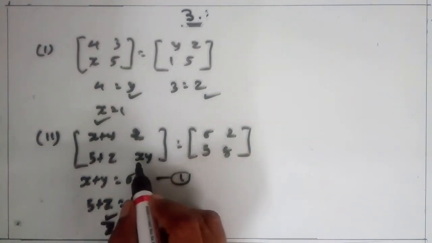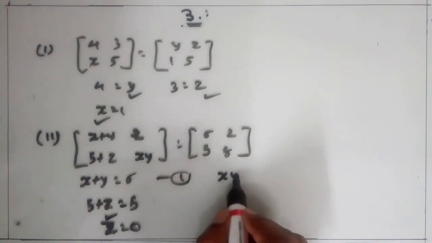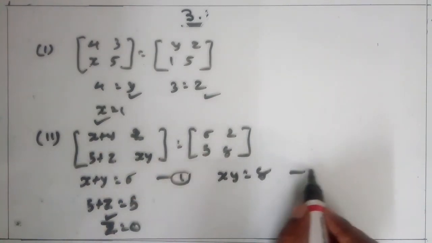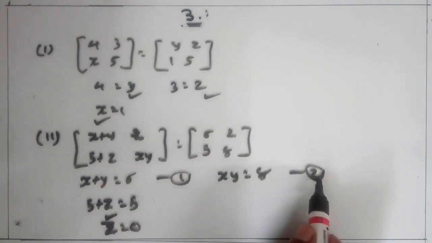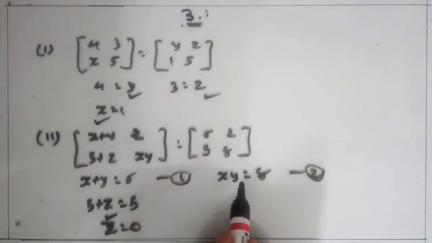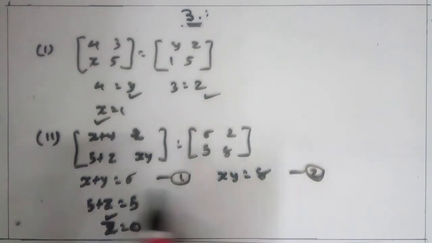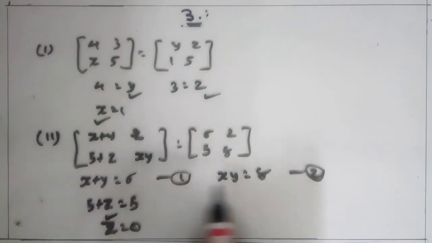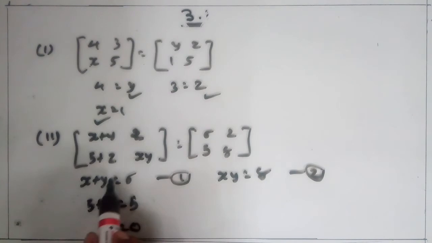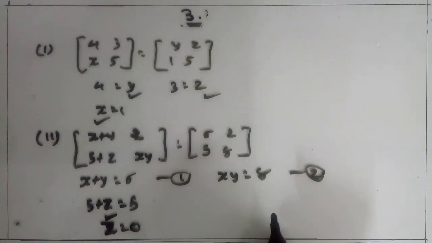The 5 cancels. Now x into y is equal to 8. Take this as result number 2. So solving equation 1 and equation 2, we get the values of x and y. You know how to solve. By the substitution method, take y equal to 6 minus x in this equation, and get the value of x. Replacing x in this equation, we get y. Clear?